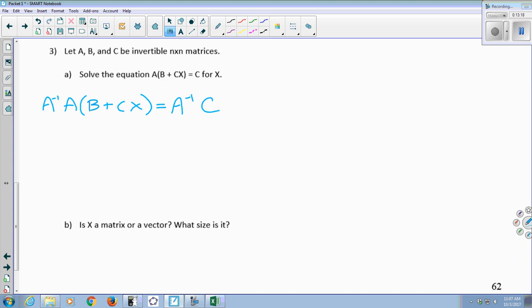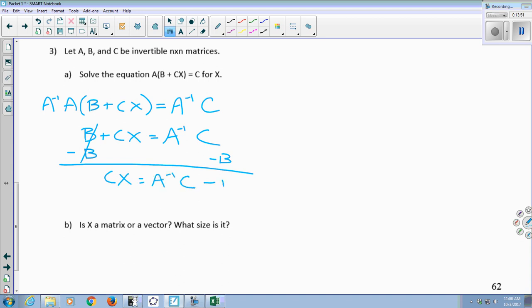All right, so my A inverse and my A cancel on the left, so I just have B plus CX equals A inverse C. So if I want to get the B, remove the B, can I just subtract it? Matrix, is subtraction defined for matrices? Yeah, you can. So I'm just going to subtract the B. So those go away, and so I have CX equals A inverse C minus B.